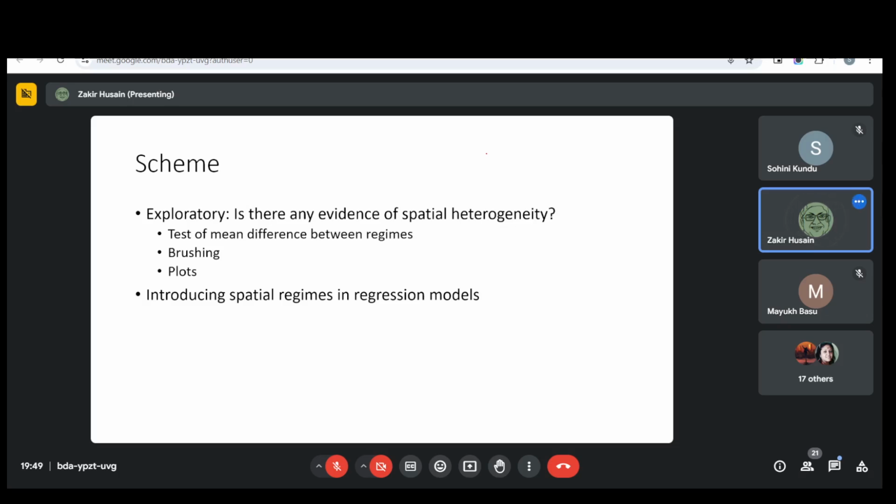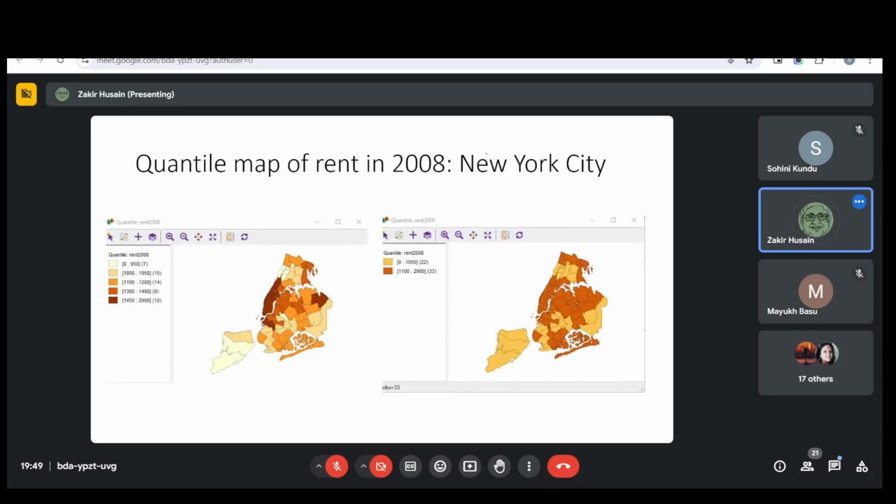Then we will show how we can identify spatial regimes using brushing, and through scatter plots. Then, given the fact that we have identified spatial heterogeneity, how do we bring it into the model? So that will comprise the second part of our discussion today.